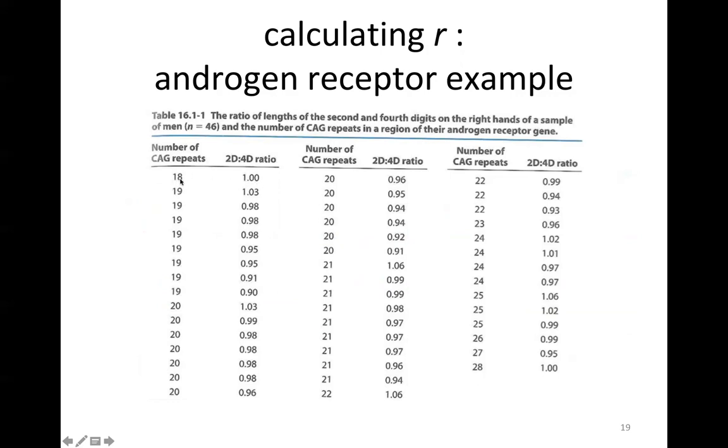We would be calculating the difference for each value, right? This is a single subject, this row. So for this individual, we would be calculating the difference between the observed value and the mean. So it would be 18 minus 21, and the observed value minus the mean of y, so 1 minus 0.98. And we would calculate the product of those differences. We would do the same here, calculate the differences, calculate their product. We would have 46 products in the end, and we would sum up those products.